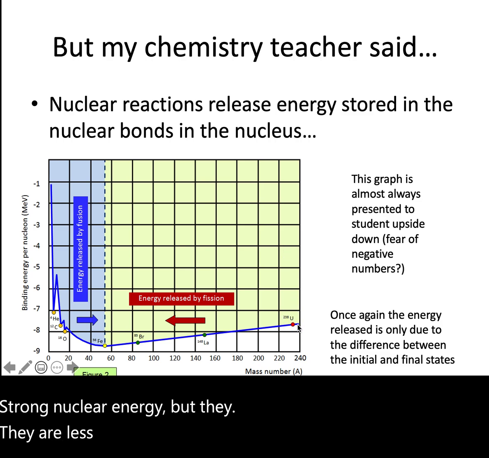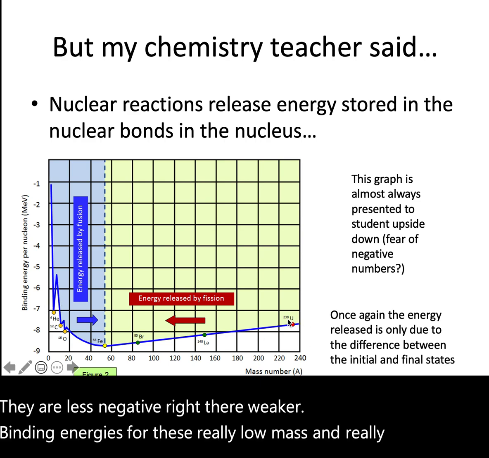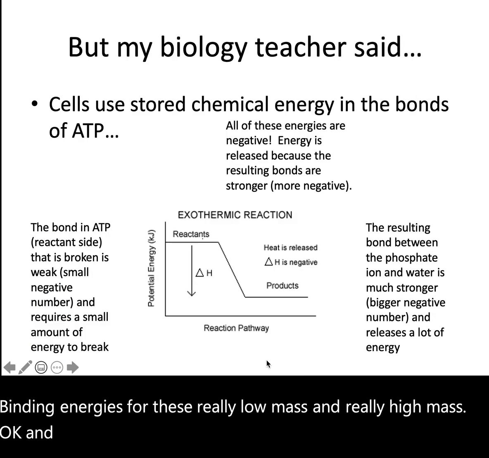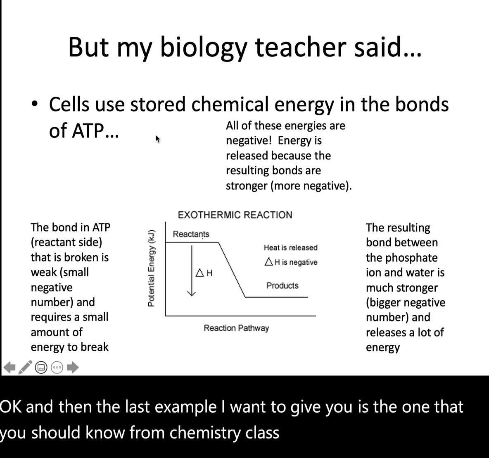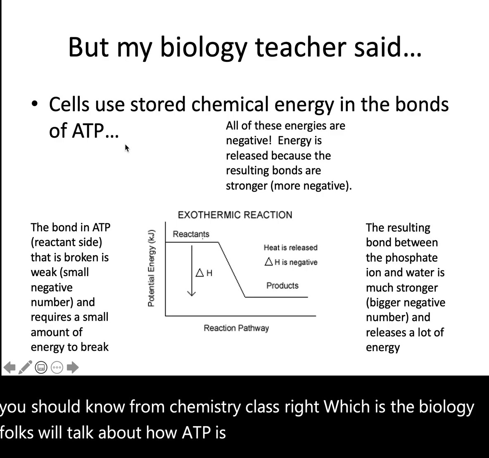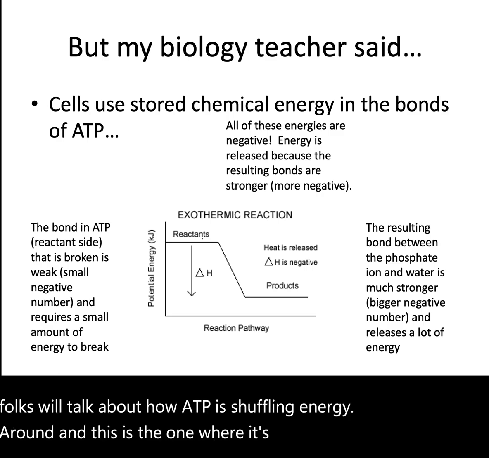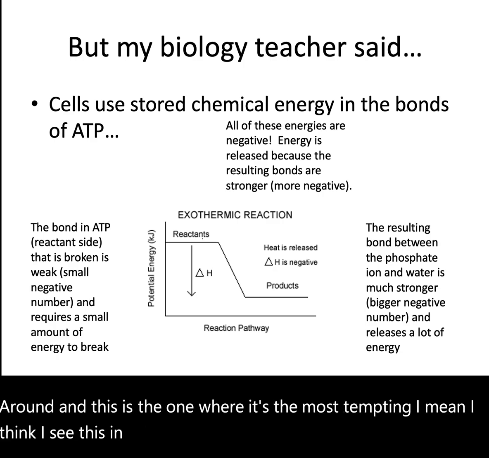They're weaker binding energies for these really low mass and really high mass nucleons. Okay, and then the last example I want to give you is the one that you should know from chemistry class, right? Which is the biology folks will talk about how ATP is shuffling energy around. And this is the one where it's the most tempting. I mean, I think I see this in the majority of books, actually, that oversimplify this.